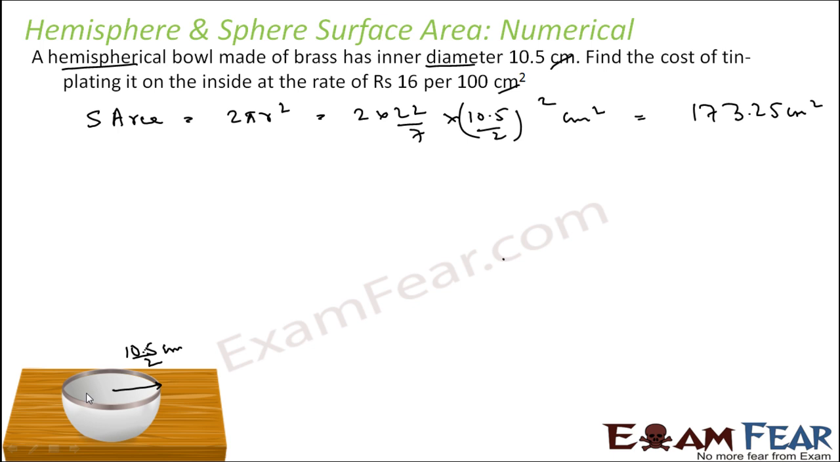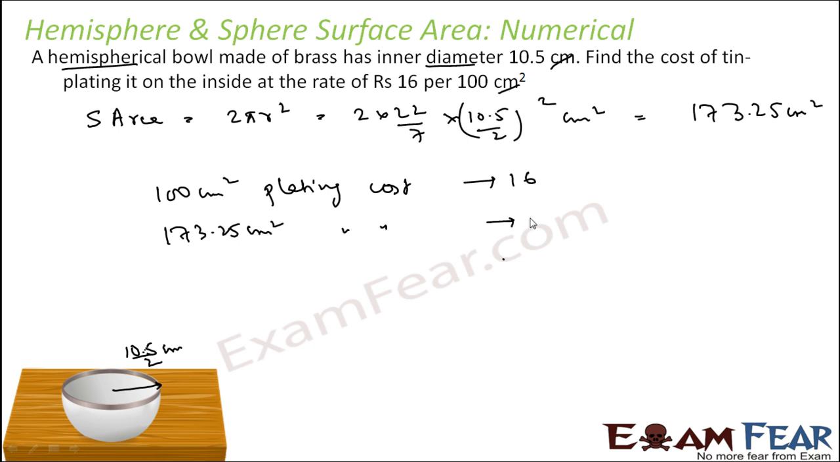We have to find the cost of plating it. So for 100 centimeter square, plating cost is 16. So 173.25 centimeter square plating cost will be how much? 16 by 100 into 173.25, and that will be rupees. You solve it, you get 27.72 rupees. Pretty easy.